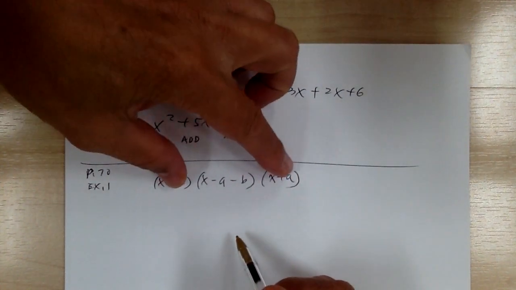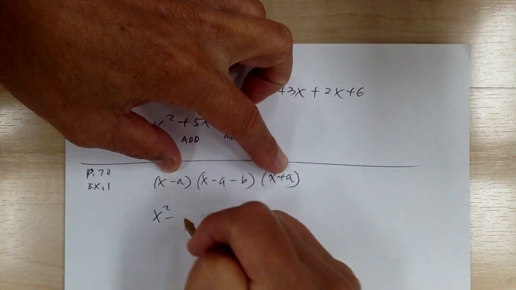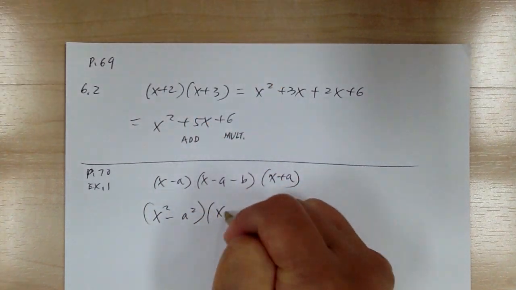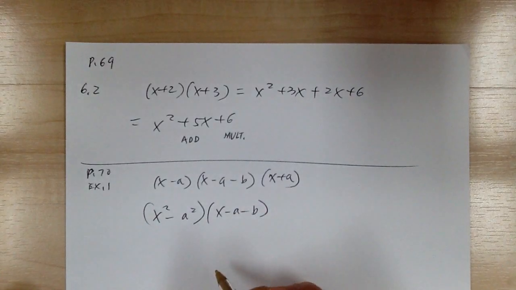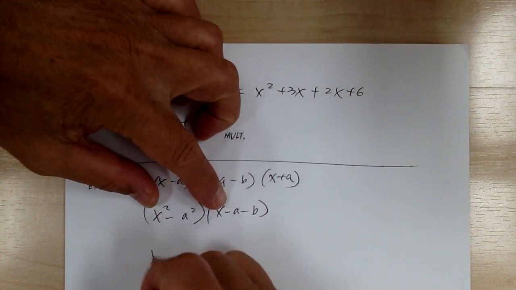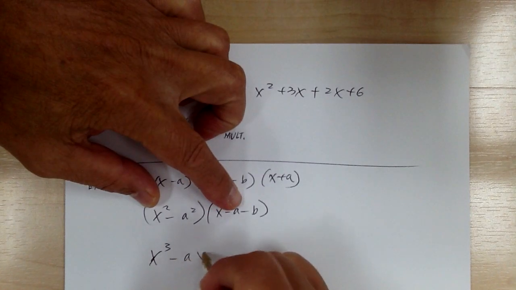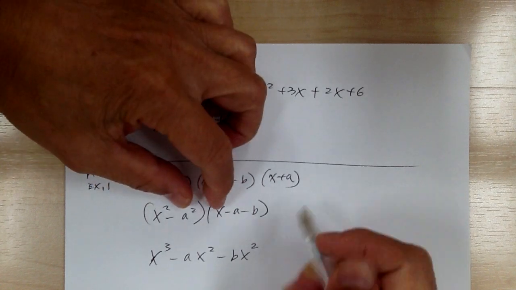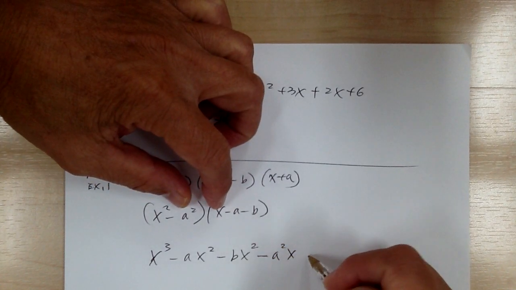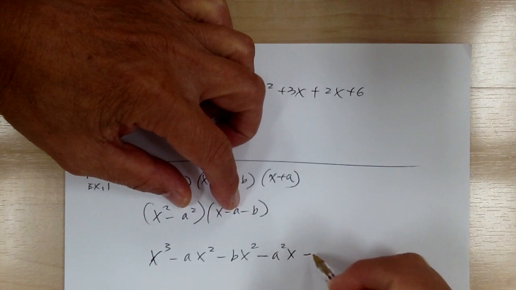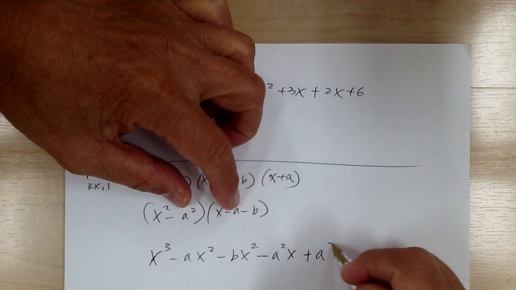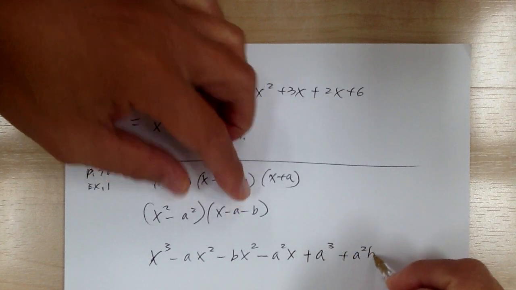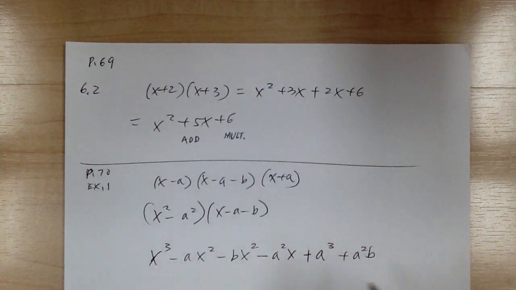So if you multiply this first, you're going to get x squared minus a squared. Then after that, you can go and distribute. When you distribute, you're going to get x cubed minus ax squared minus bx squared. And then when you're done with the first one, you go to the next one, minus a squared x, and plus a cubed, plus a squared b. So this makes it a lot easier to distribute when you multiply the conjugate first.